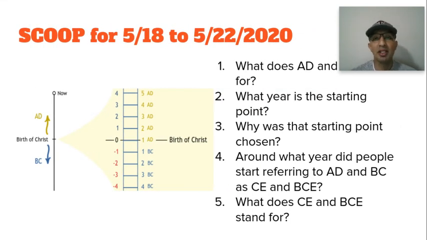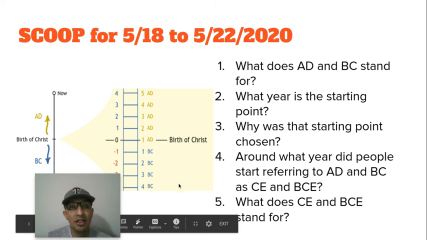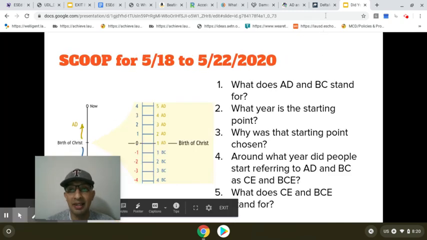Now, for your scoop for this week, here are your 5 questions that you will answer based on this section of Did You Know? The first one is, what does AD and BC stand for? What year is the starting point? Why was that starting point chosen? Around what year did people start referring to AD and BC as CE and BCE? And what does CE and BCE stand for? Okay, so this is your Did You Know section. And now let's get going to what you will be doing this week.